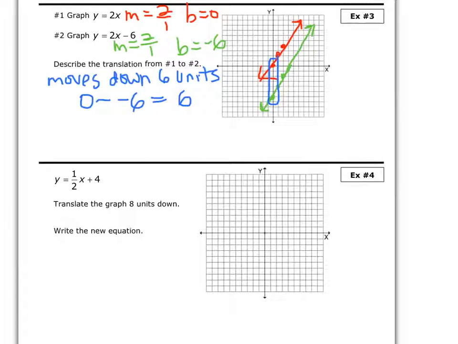Okay, I want you to do the next one. Why don't you stop here? I want you to do 4. If you can, you might pause it, at least graph the equation, and then come on back and we'll write the equation. So pause right now and try this one on your own.